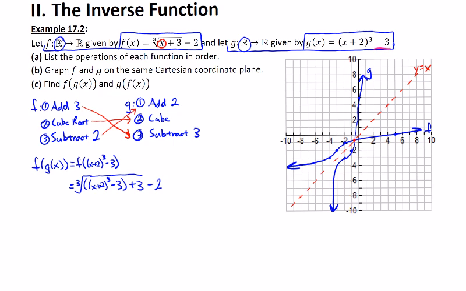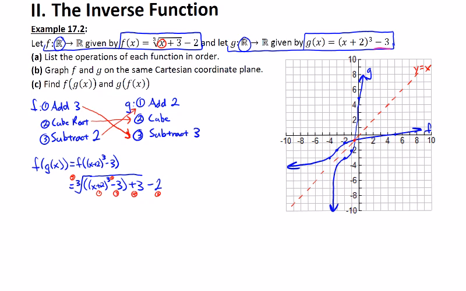I would start with plus 2. Then I would have the cube part. That would be step number 2. Then the next thing would be subtract 3, and that finishes that big parenthesis there. Then I would have to go to the plus 3 next. That'd be step 4. Cube root would be step 5, and then the minus 2 would be step 6.